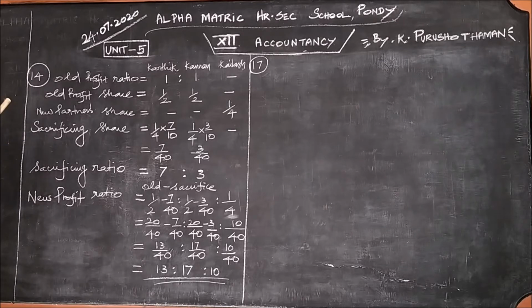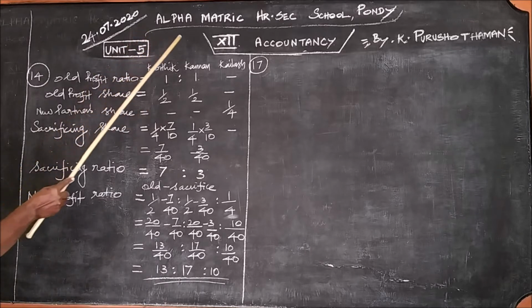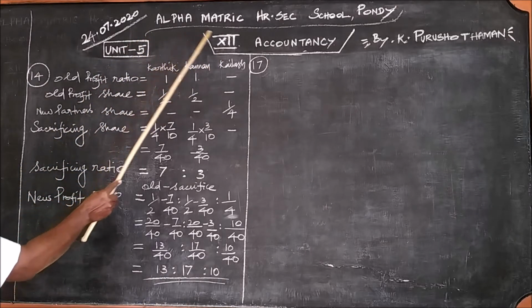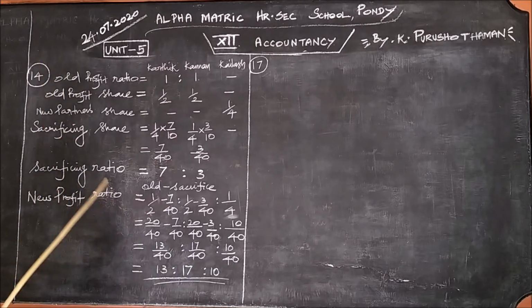Kailash and Kannan both are giving together 1 by 4 in the ratio 7:3. So how much is acquired from Karthik by Kailash? And how much is acquired by Kailash from Kannan? These are the 2 points.